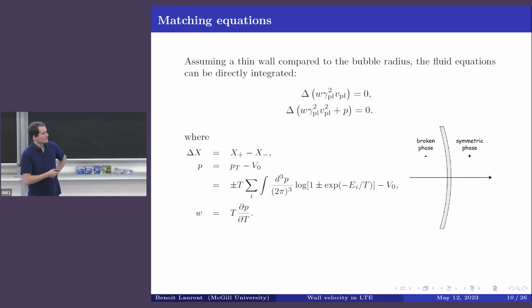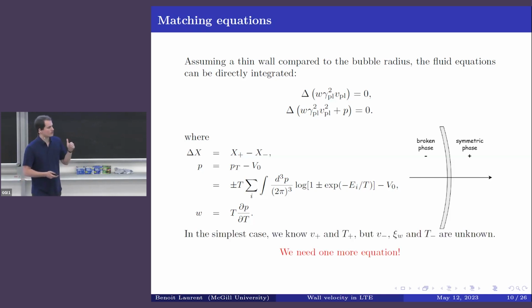Also, we see that it doesn't depend on the scalar field, simply again because far from the wall, we know that the scalar field should be at the true or false minimum. So it actually becomes a function of the temperature. And so we get two equations that depend only on the plasma velocity and the temperature of the plasma on both sides of the wall. So this is four quantities plus the wall velocity, which is a fifth quantity.